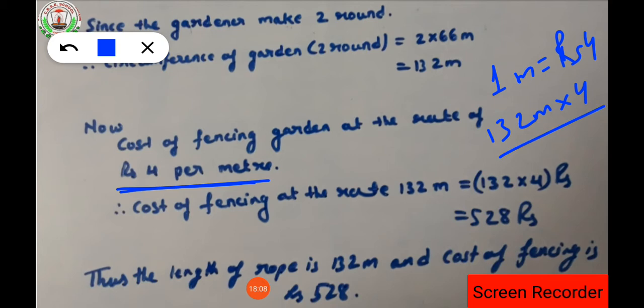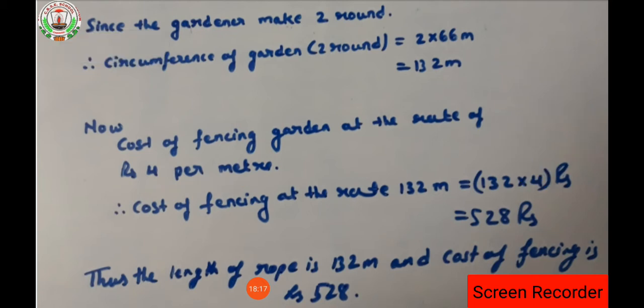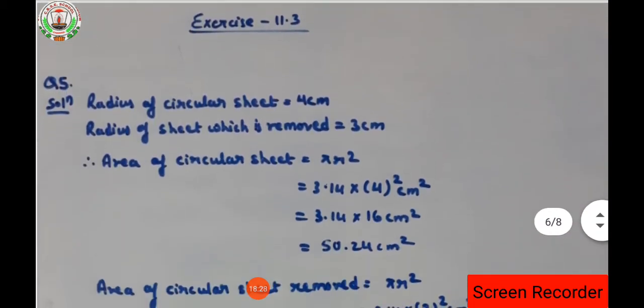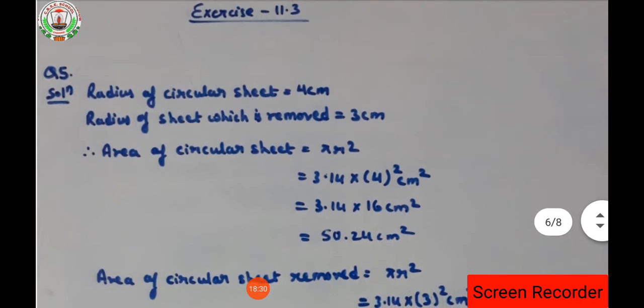Since we have to find the cost here, 132 meter into 4 will give us rupees 528. Thus the length of the rope is 132 meter and the cost of fencing the rope 2 rounds is rupees 528. Clear everyone? Hope you people understood all these questions.